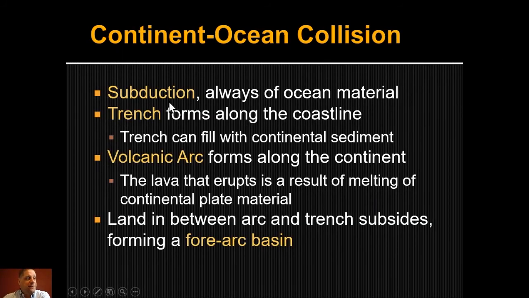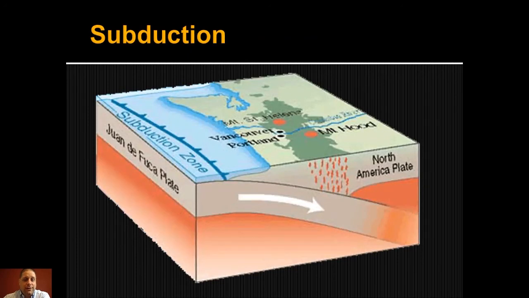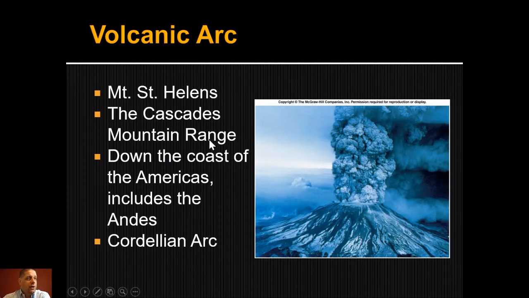So in a continent-ocean collision, we have subduction, we have a trench that forms, and we have something called a volcanic arc that forms with some land in between them in something called a forearc basin. So here's the Juan de Fuca plate going underneath the North American plate, and it's going through a shallower sinking here than in the other pictures. And that Juan de Fuca subduction results in volcanism, and it's what powers some volcanoes, such as Mount St. Helens, and in fact, the entire coastline of North America and South America is a mountain chain called the Cordilleran Arc, that is formed by subduction along the west coast of both continents.